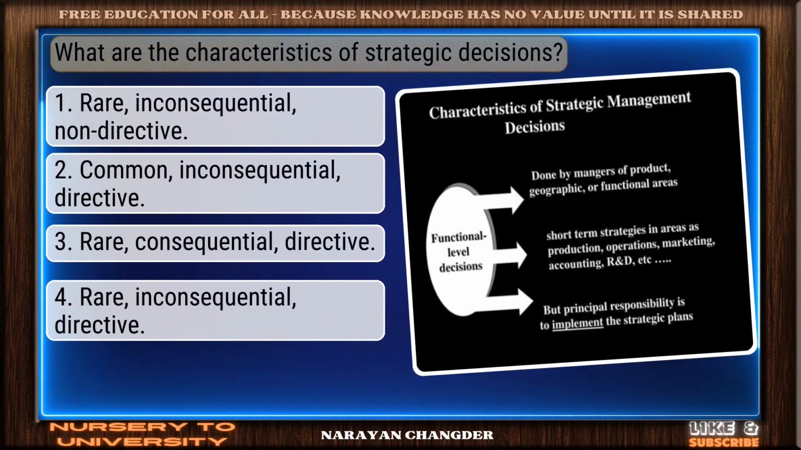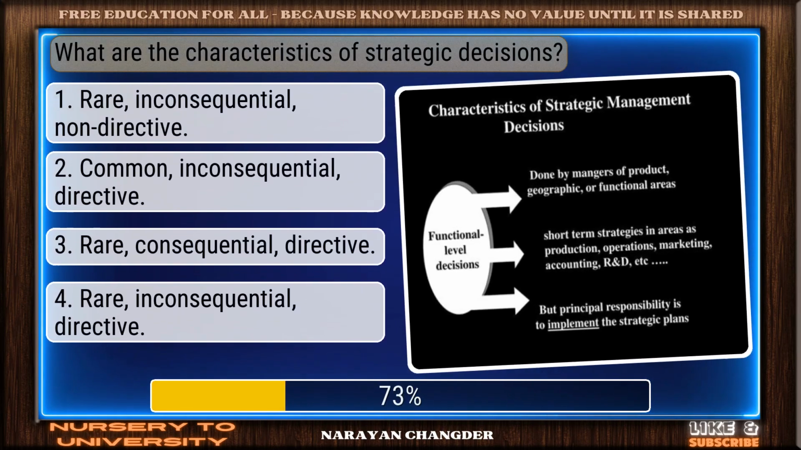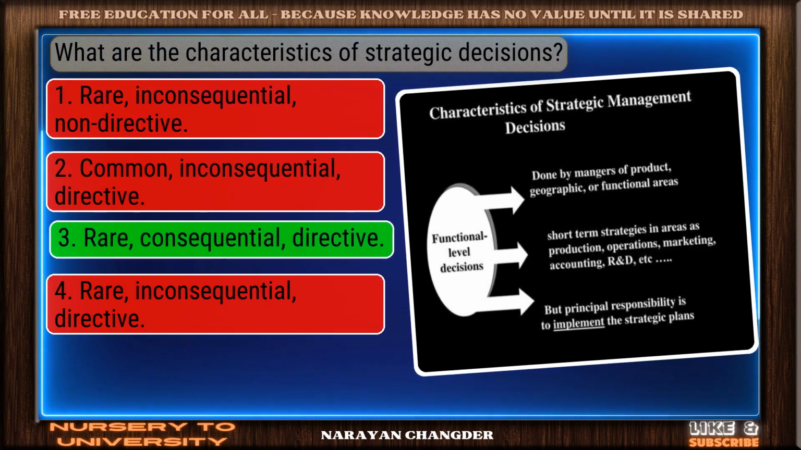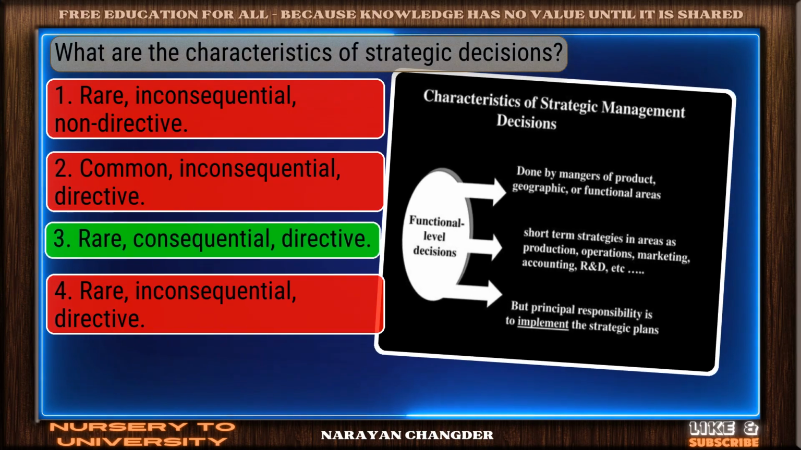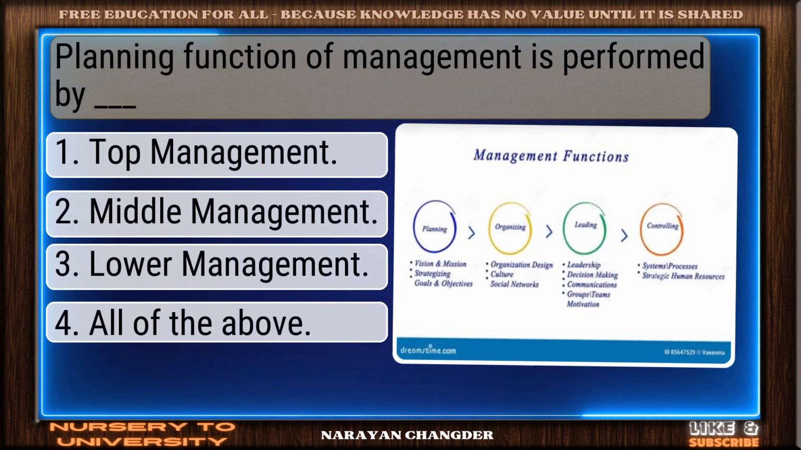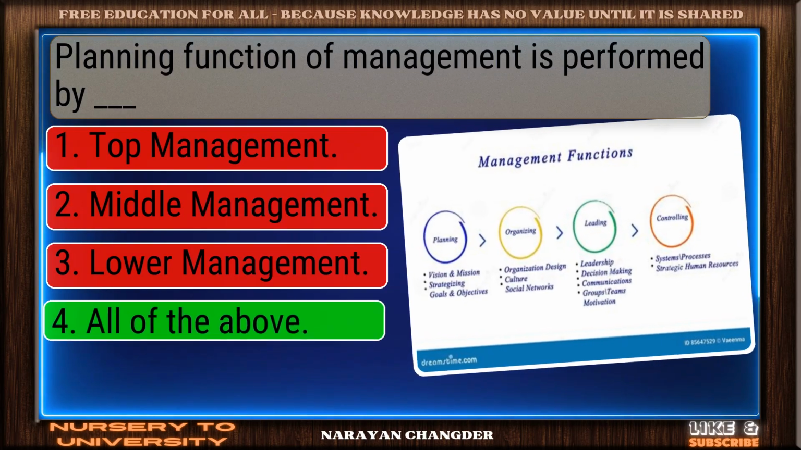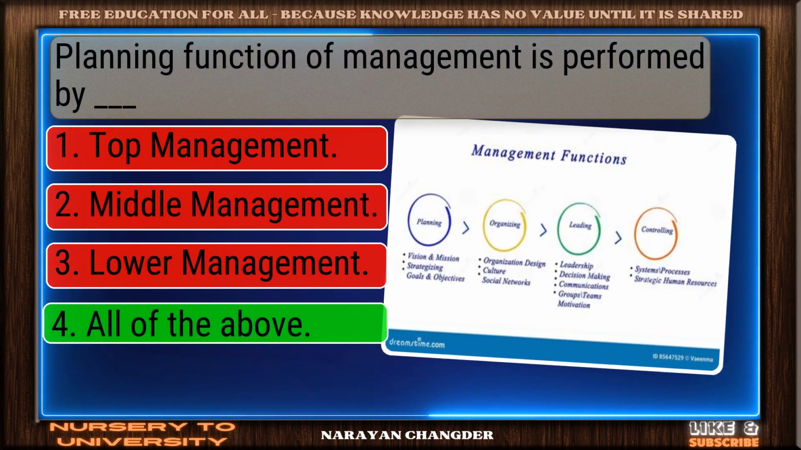What are the characteristics of strategic decisions? Sharp thinking. Rare, consequential, directive is the right choice. The planning function of management is performed by Dash. Right choice. All of the above is the best answer.